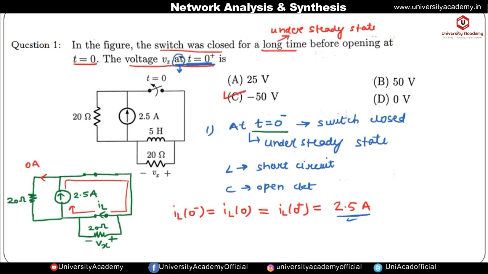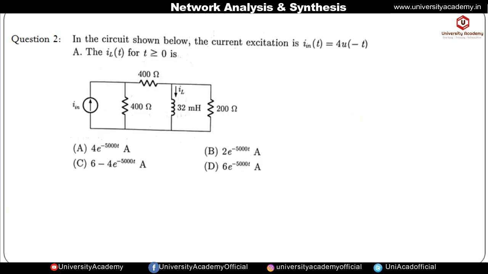Okay, now let us see question number 2. So the question is, in the circuit shown below, the current excitation, that is I in of t, is given by 4 into u of minus t ampere. The IL of t for t greater than or equal to 0 is, it means we have to find the current flowing through the inductor. Now the input current given in the question is 4 into u of minus t, so the value of this current source is 4 into u of minus t.